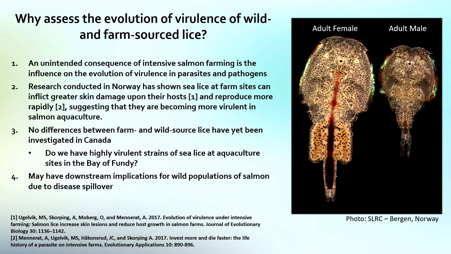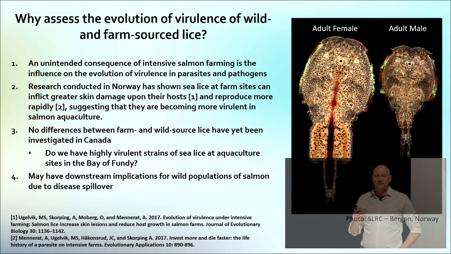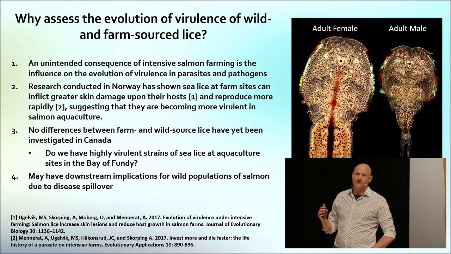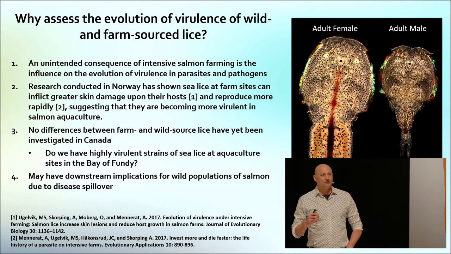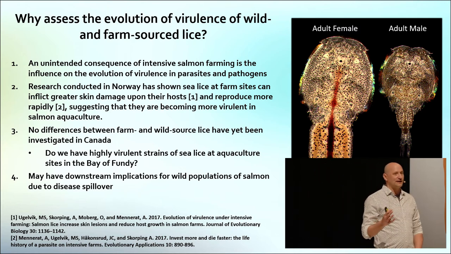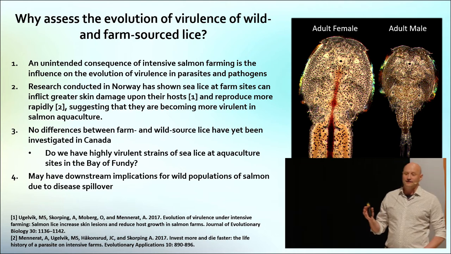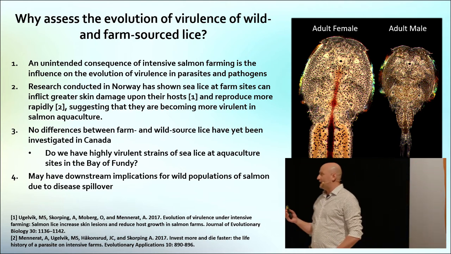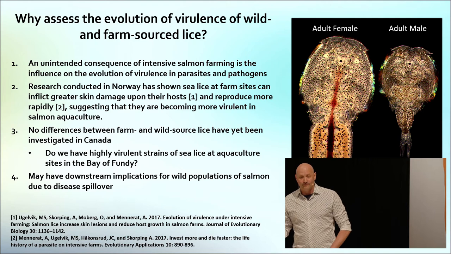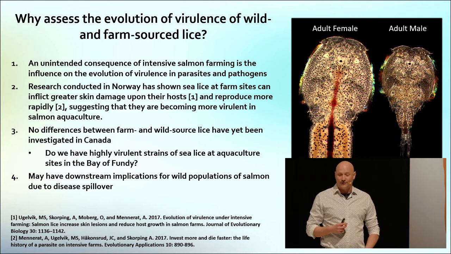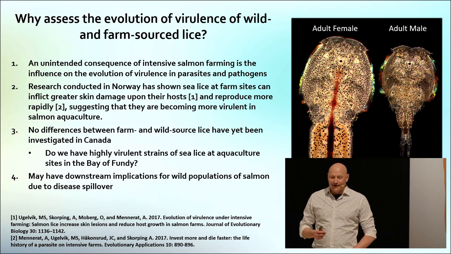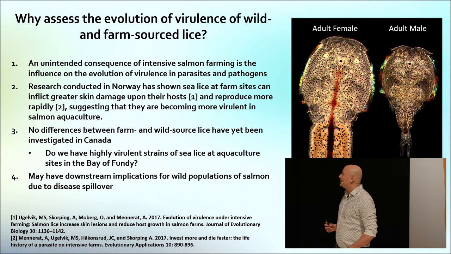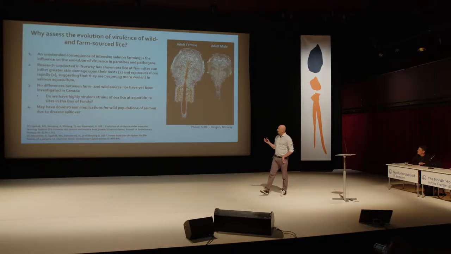pathogens. So there's been some data that was shown, I think, in the early 2000s, work on flavobacterium out of Finland, I think, was the first set of studies showing evolution of virulence in that particular bacterial species on salmon farms. There was some work by Ogovic et al. out of Norway, also showing that sea lice at farm sites can inflict greater skin damage on their host and reproduce more rapidly, suggesting that they were becoming more virulent on the host.